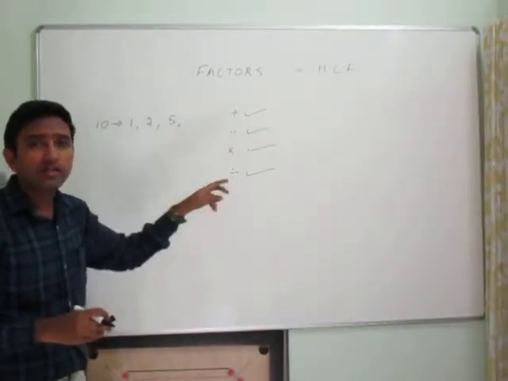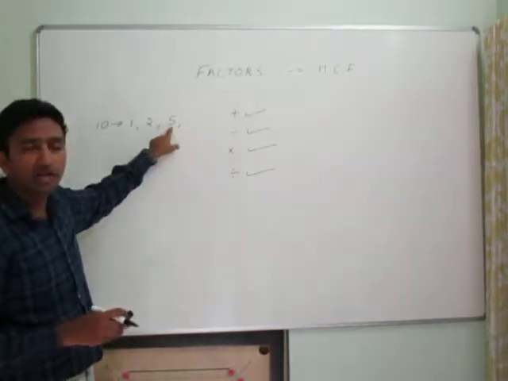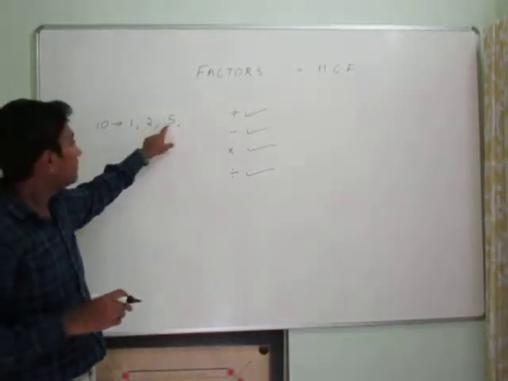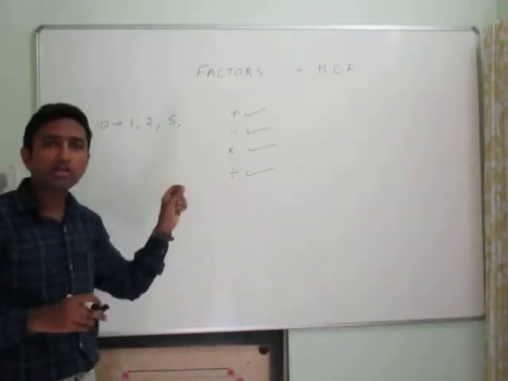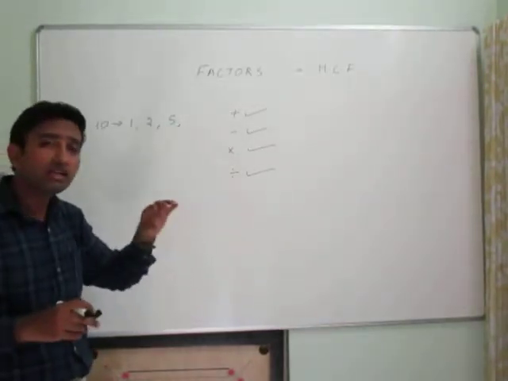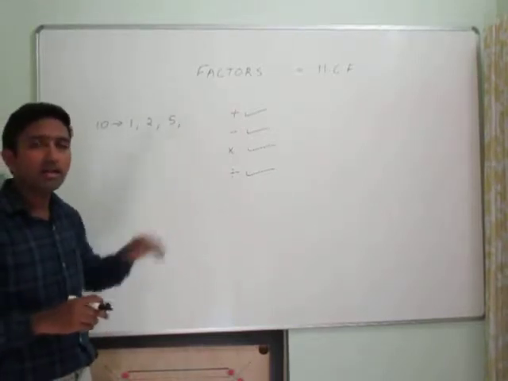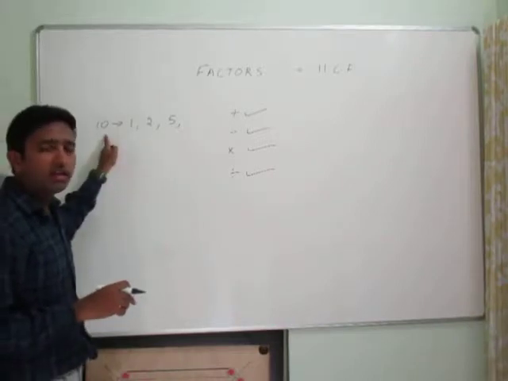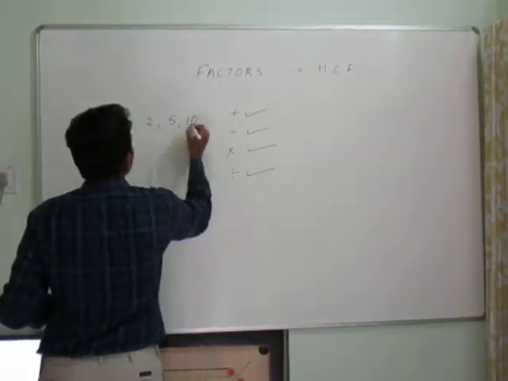Next I won't check 6, 7, 8, 9. Straight I will go to 10. When I reach half the number, and 5 is a factor of 10 and 5 is half of 10, I will not check 6, 7, 8, 9 because 10 will not be divisible by 6, 7, 8, 9. And last number is 10. 10 will obviously be divisible by 10. 10 ones are 10.